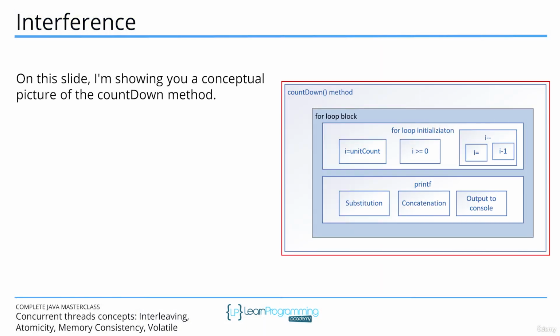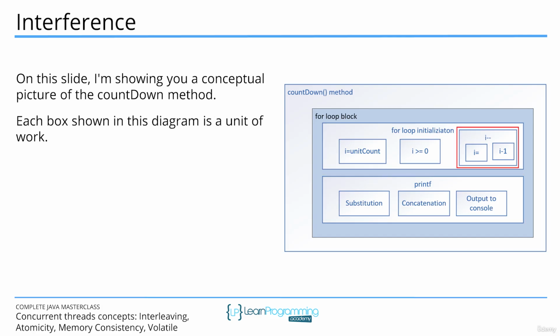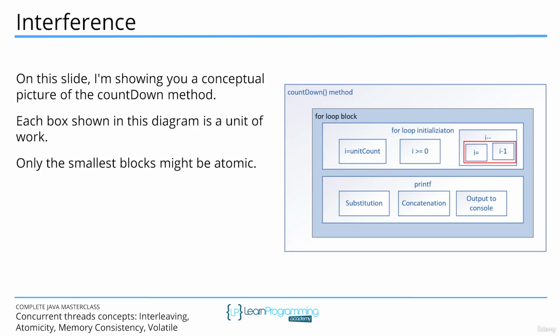On this slide, I'm showing you a conceptual picture of the countdown method simplified to show the for loop block. Specifically, I'm showing the for loop's initialization statement as well as the printf statement. Each box shown in this diagram is a unit of work, and you can see that units are logically nested one in another. Only the smallest blocks might be atomic. I'll come back to this term in a minute.